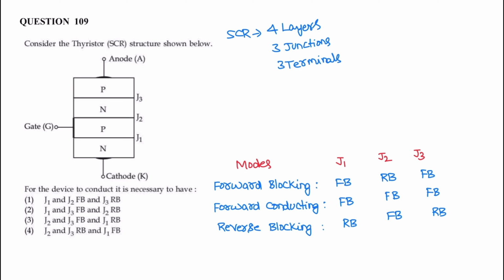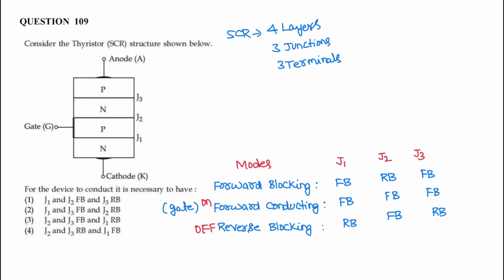In forward blocking mode, junctions J1 and J3 are forward biased and junction J2 is reverse biased. When the gate is triggered in this mode, it becomes forward conducting mode, that is all 3 junctions are in forward bias, enabling the silicon control rectifier to conduct current. In reverse blocking mode, junction J2 is forward biased and J1, J3 are reverse biased, effectively turning the SCR off. This is the complete off state and that is the complete on state.